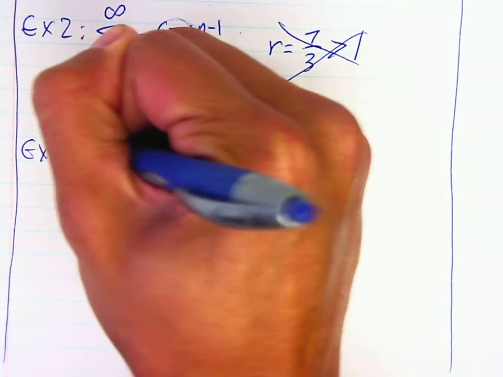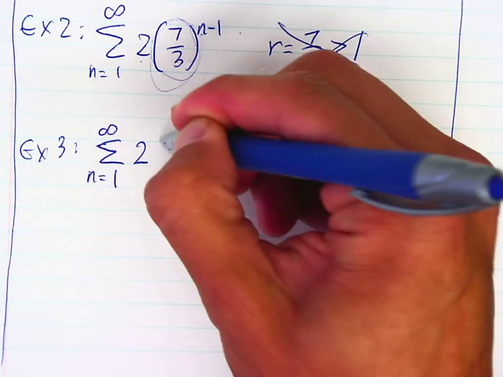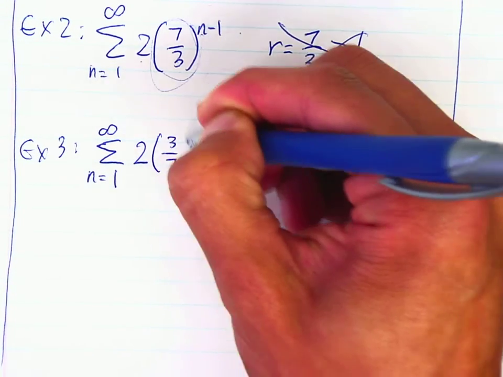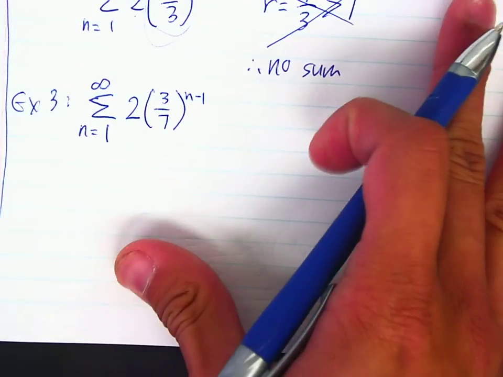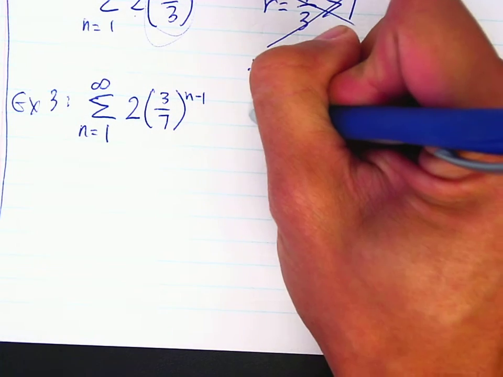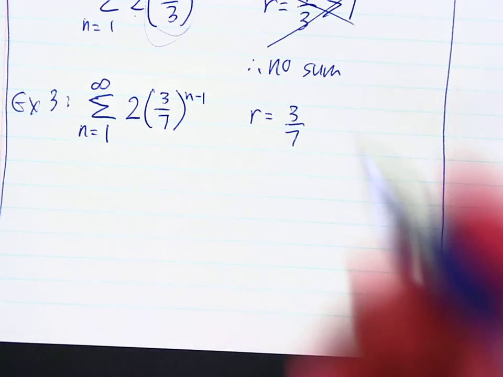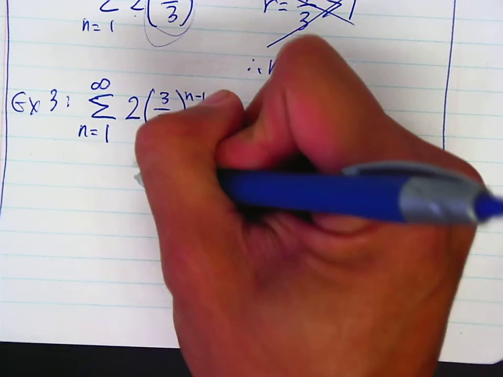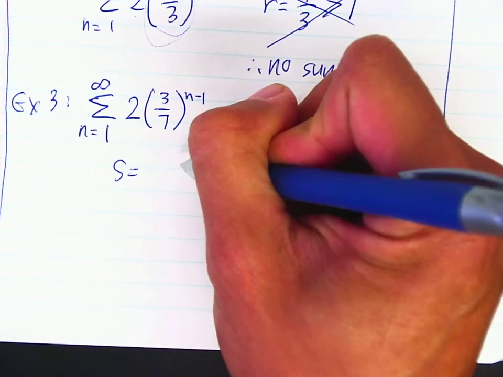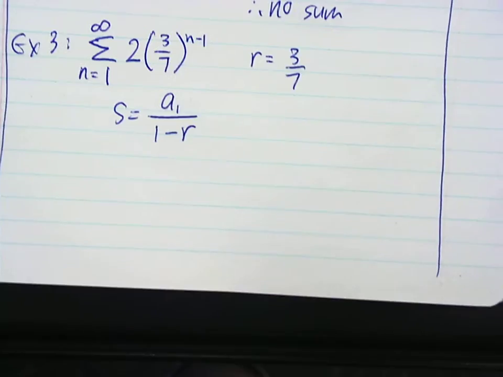Let's do example 3, and let's do the same problem, except I'm going to change the r. So the sum from n equals 1 to infinity of 2 times, instead of 7/3, I'm going to write 3/7 to the n minus 1. Okay, so again, I have to check if r is greater than 1. Right now r is 3/7 and 3/7 is less than 1, so I'm okay. I can use the formula for the sum of an infinite geometric series. So S equals a1 over 1 minus r. Make sure you use the right equation, okay?